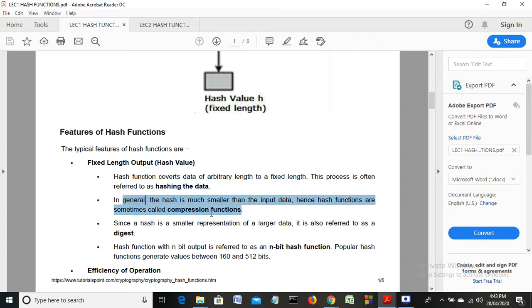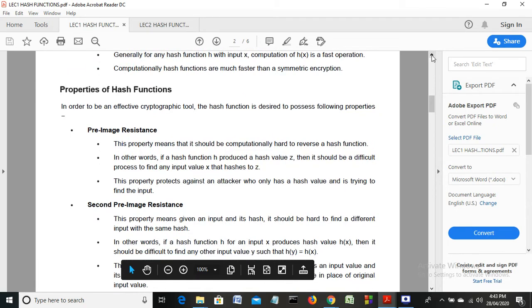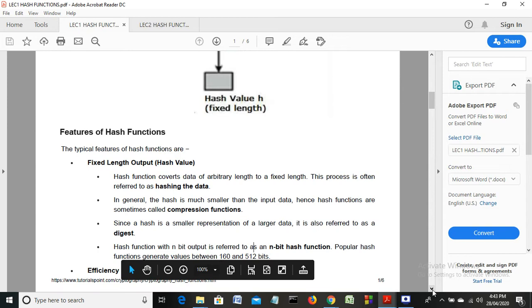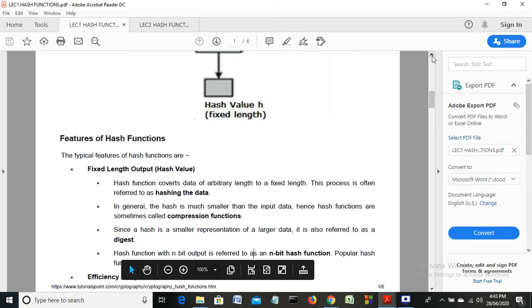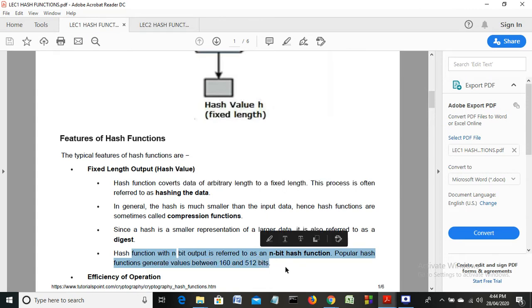Hence, hash functions are sometimes known as compression functions. It means the value h received is sometimes smaller. Since a hash is a smaller representation of larger data, it is also referred to as a digest. A hash function with n bit output is referred to as an n bit hash function, and popular hash functions generate between 160 and 512 bits.